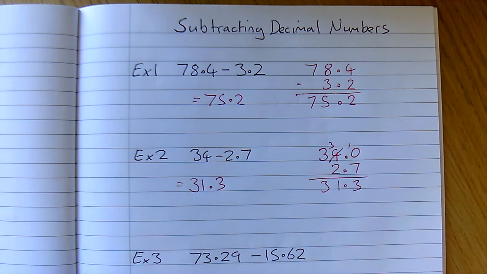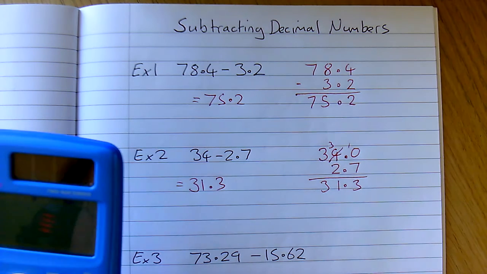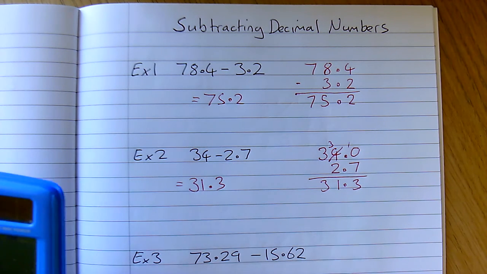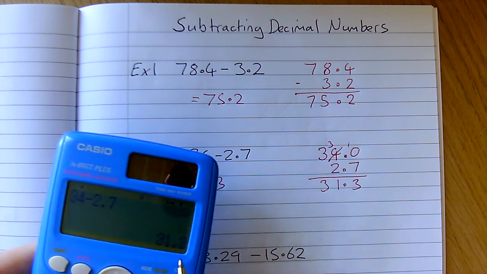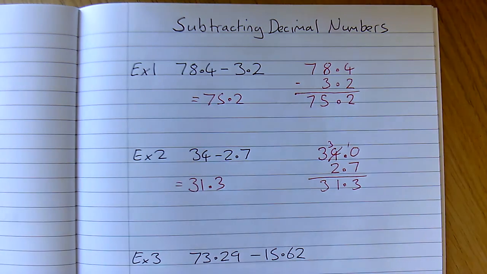31.3. And again, if you check that on a calculator, so, sorry, 34 take away 2.7, 31.3, which is what we got.